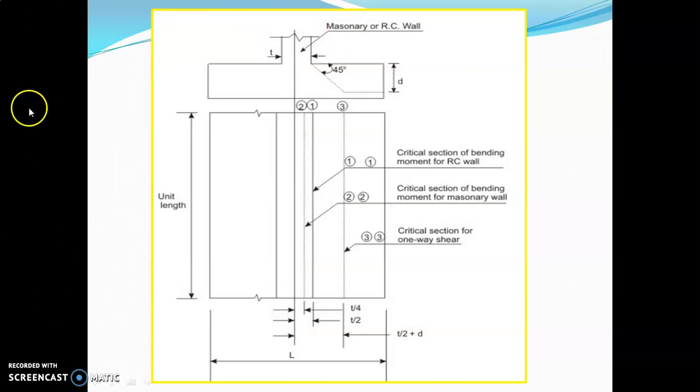This is also a plan and section of a strip footing. This is section 1-1, critical section of bending moment for RC wall. This is critical section for bending moment for masonry wall, and this is critical section for one-way shear. This is the length of the footing.